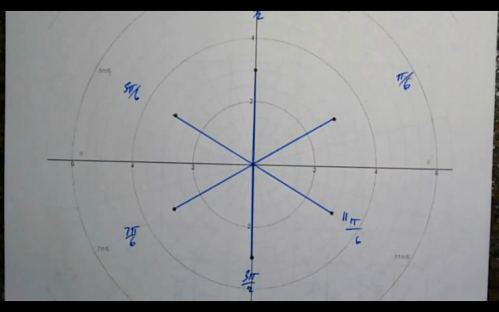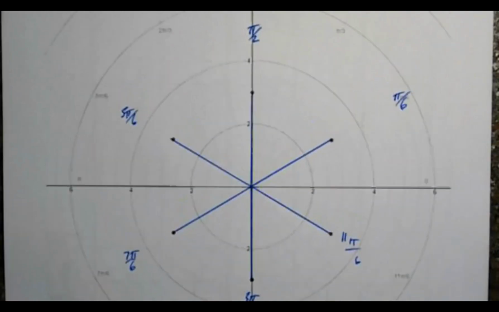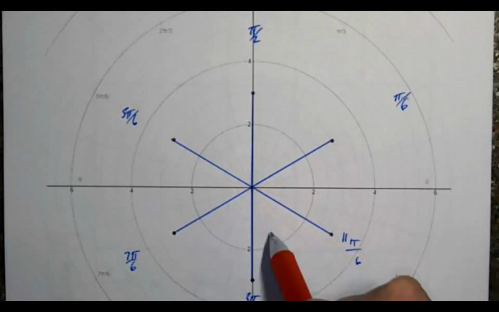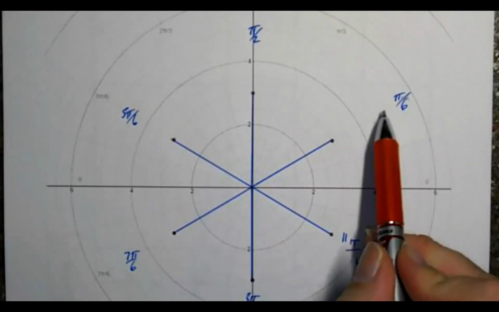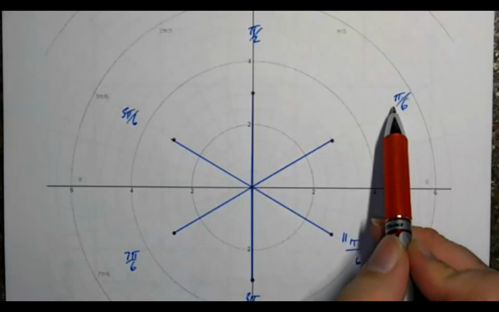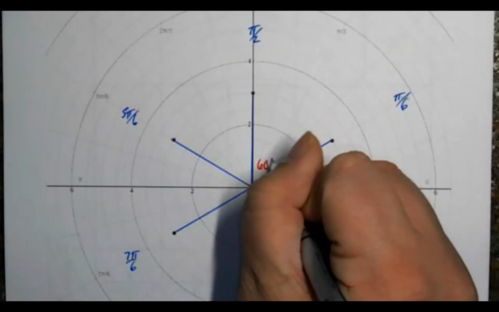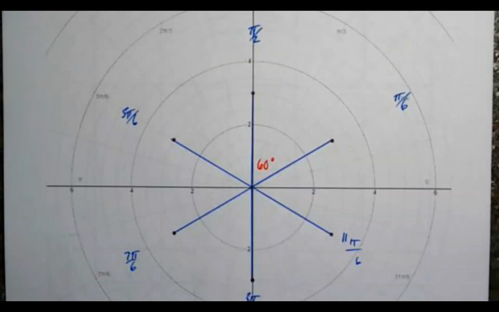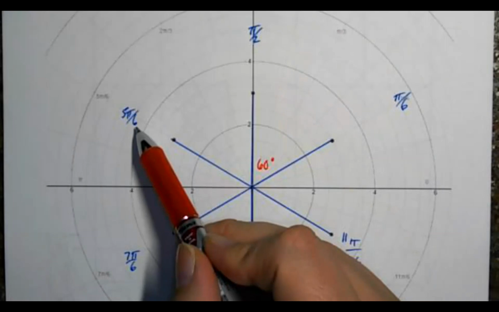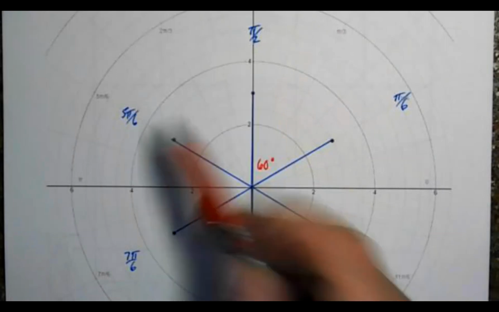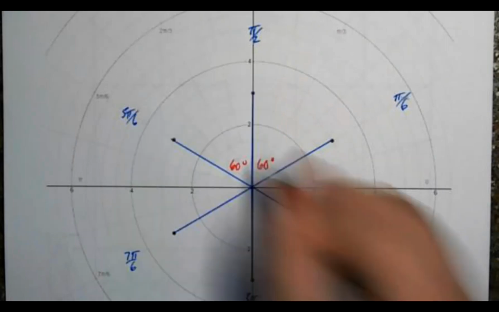What I want to show you here is this. The angles between each of these answers are equal. From pi over 6 to pi over 2, that's 30 degrees to 90. From 30 to 90 is 60 degrees. This is 90, that's 150. From 90 to 150 is another 60 degrees.